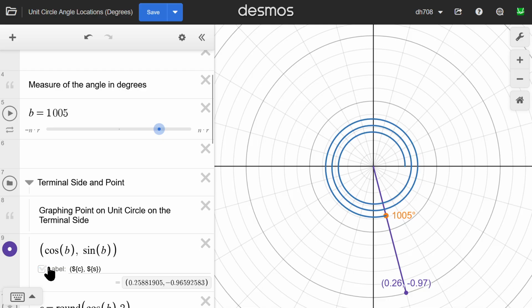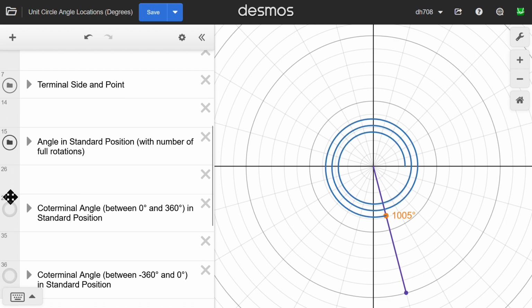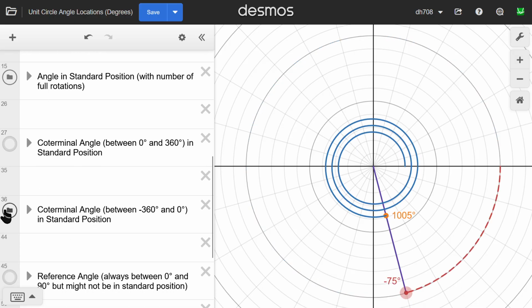Okay, so let's turn the label off. The point of the video is just to explore the angles themselves. Okay, this is the angle in standard position. This is the number of rotations plus the angle, which is 1005 degrees. This is my coterminal angle, positive version. That's between 0 and 360. This is my coterminal angle that's negative between 0 and negative 360.